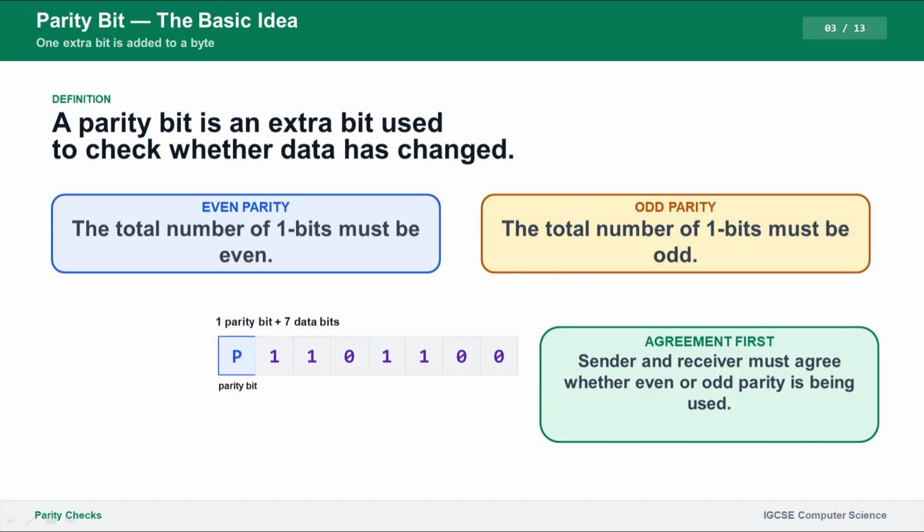Parity bit, the basic idea. A parity check uses one extra bit called a parity bit. The parity bit is added to the byte before it is transmitted. The sender and receiver must agree on the type of parity before data is sent. There are two common types. Even parity means the total number of 1 bits should be even. Odd parity means the total number of 1 bits should be odd.